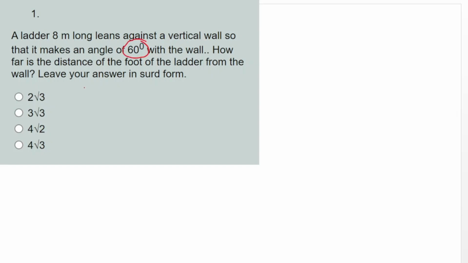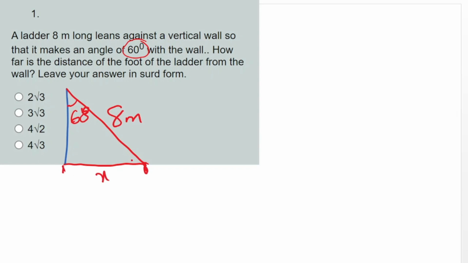So in this case, the first thing we're going to do is sketch. This is the wall. We now have a ladder that leans on it like this. So this is the ladder and it makes an angle of 60 degrees with the wall, not with the horizontal ground. If it were with the horizontal ground, the angle would be here. All right, and the ladder is 8 meters long. So how far is the distance of the foot of the ladder, this is the foot of the ladder here, from the wall? That means we are looking for this place.